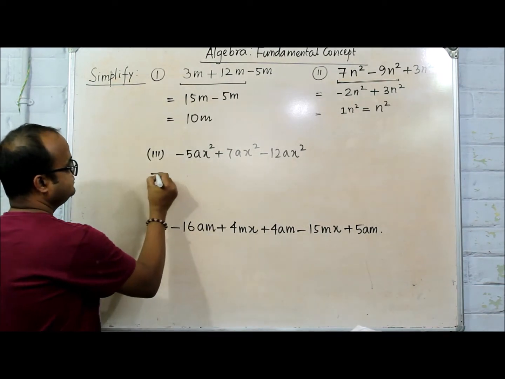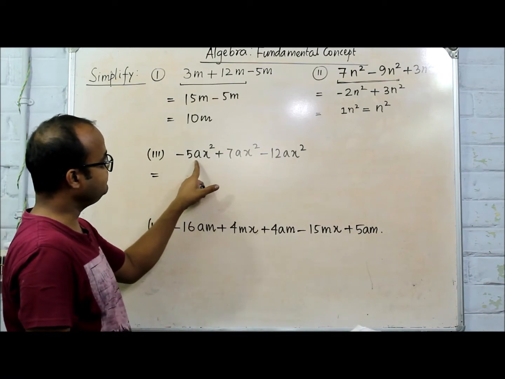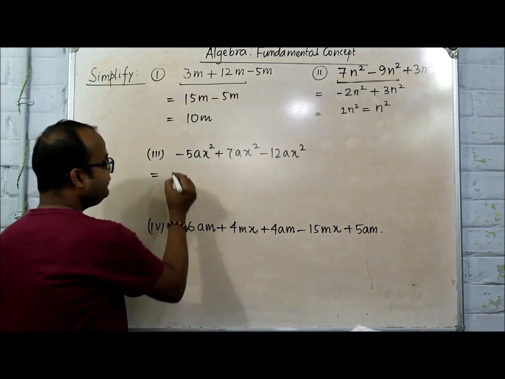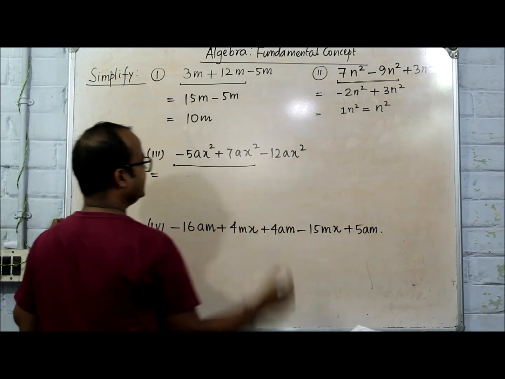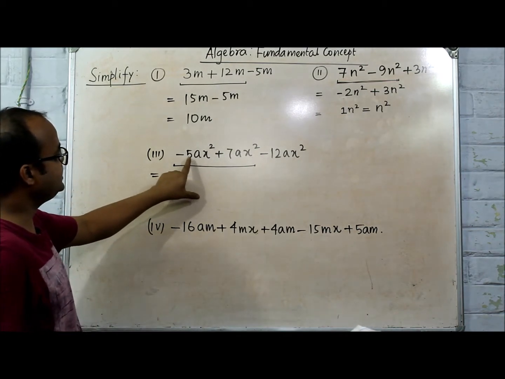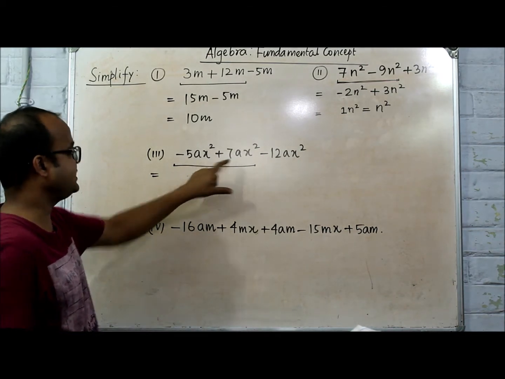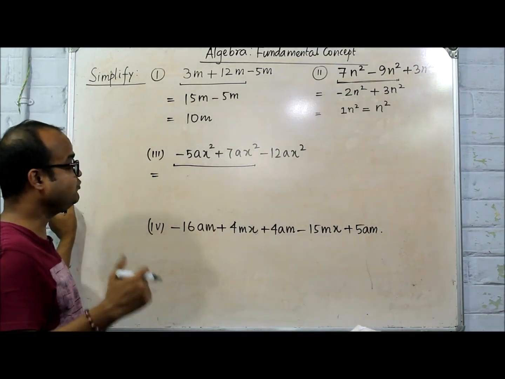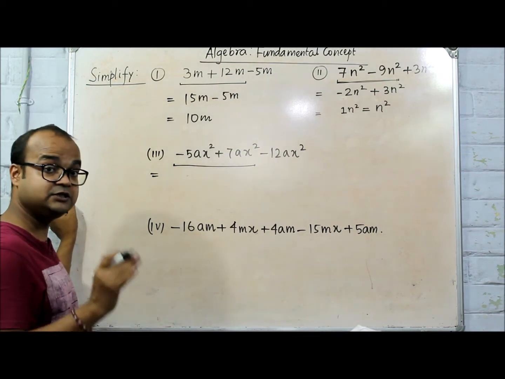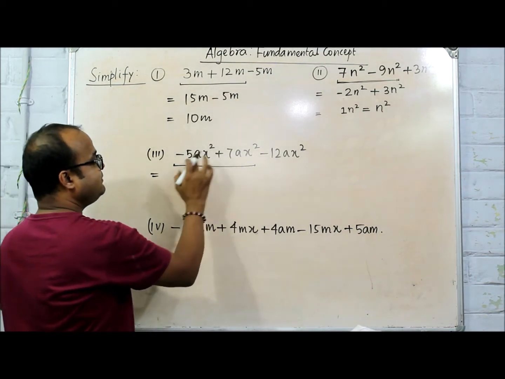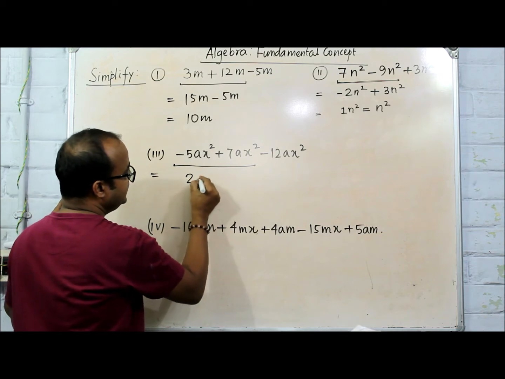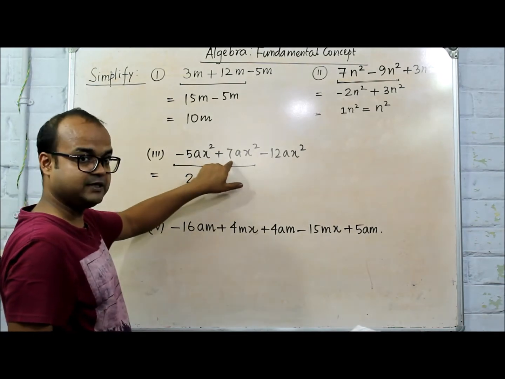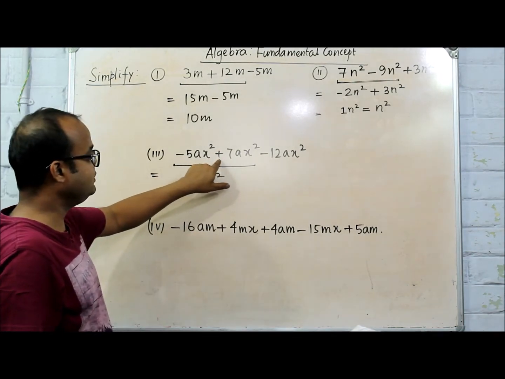Moving into this problem. Minus 5ax square plus 7ax square. If you simplify these two, minus 5 plus 7, opposite sign, what are we doing? We are subtracting the numerical coefficients. So 7 minus 5 is equal to 2ax square. 7 is bigger in magnitude, so the sign will be positive.